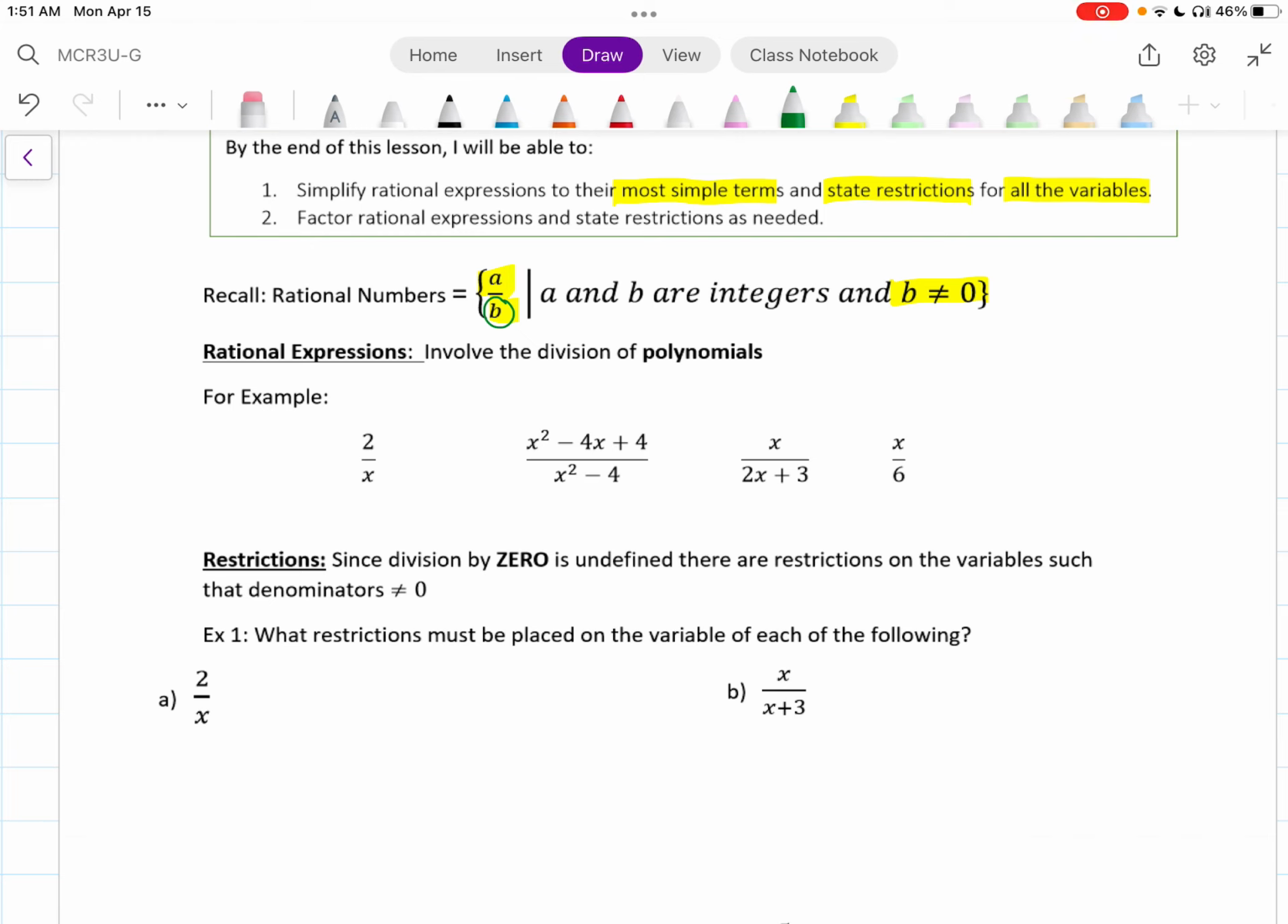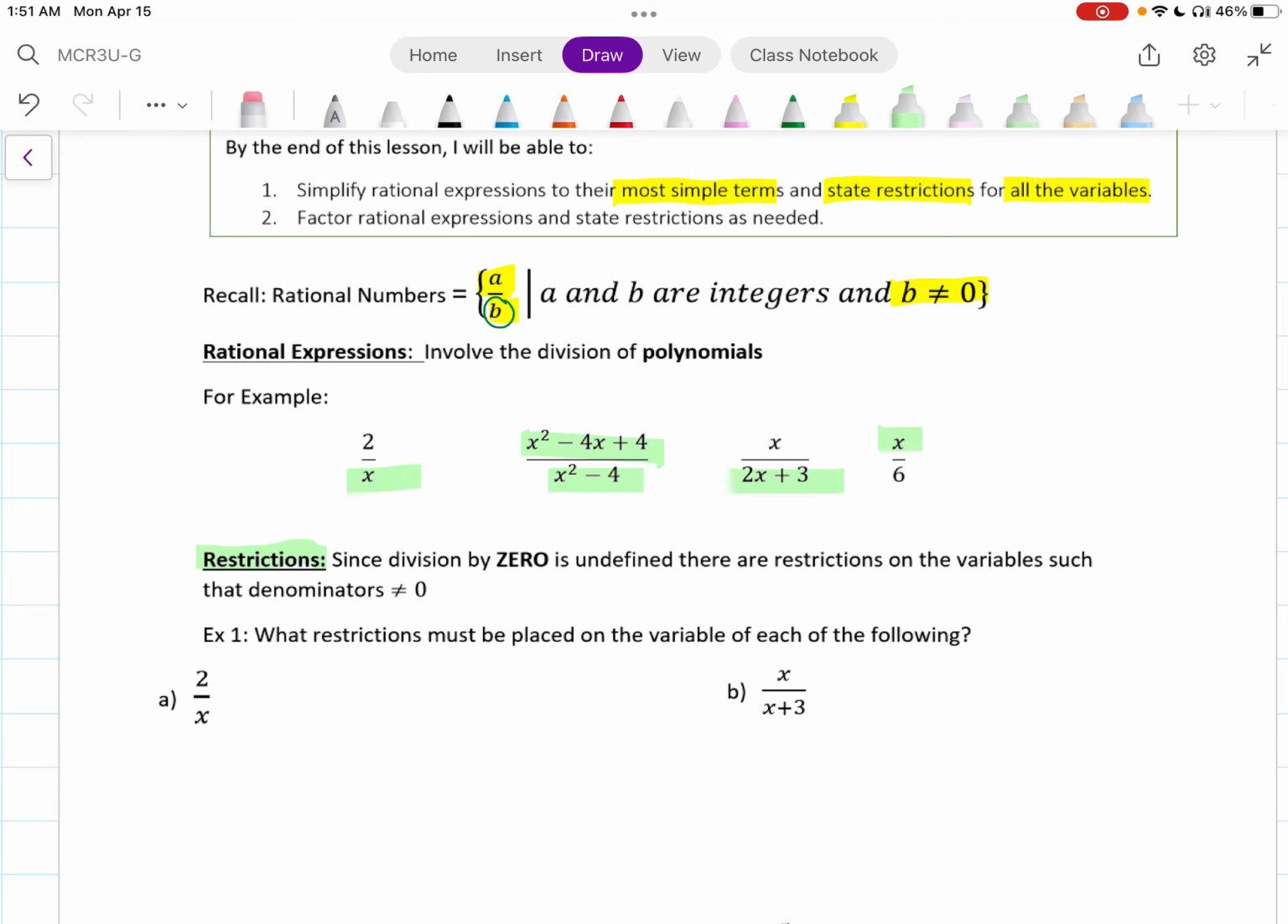So for example, you can have 2 over x. You can have x squared minus 4x plus 4 divided by x squared minus 4. You can have x over 2x plus 3 or x over 6. All of these involve polynomials, something with variables of some sort. So because rational expressions are going to carry a variable term in them, they are going to have certain restrictions that are put on them.